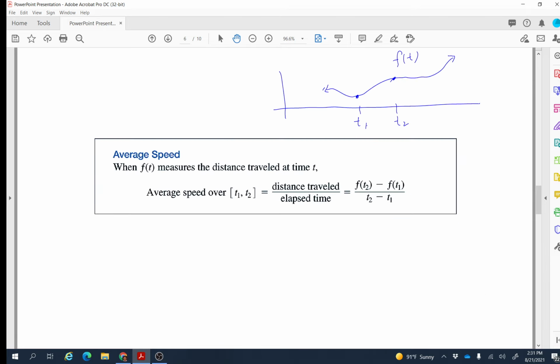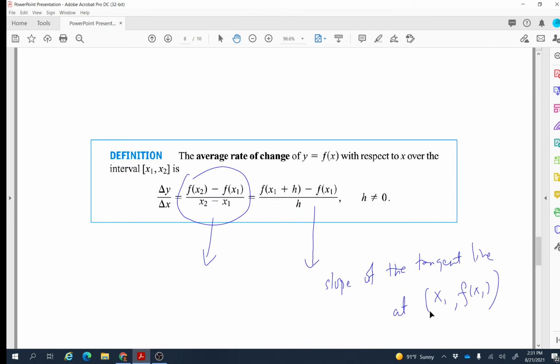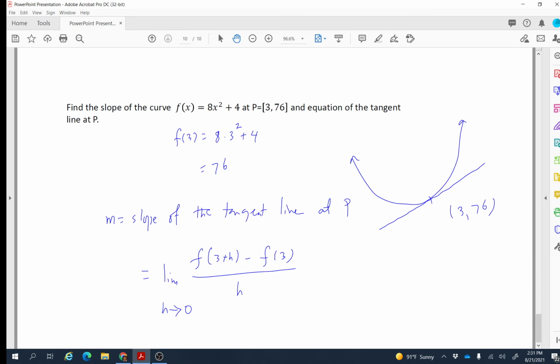That was what I was explaining here. When h approaches 0, this slope of the secant line becomes the slope of the tangent line. So you use the very same expression, but you need to take the limit when h approaches 0. So just plug the value here.